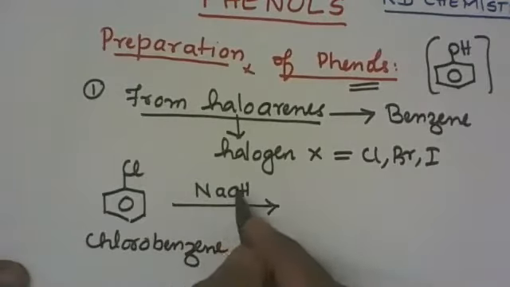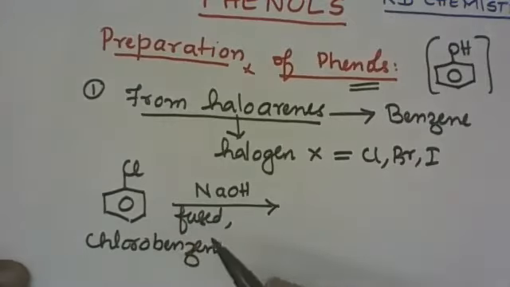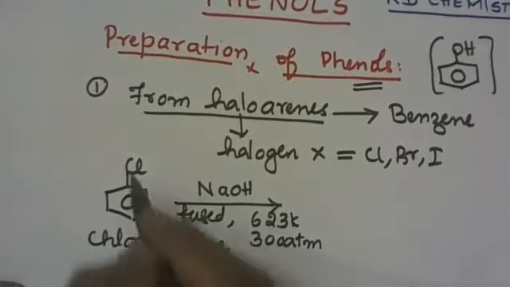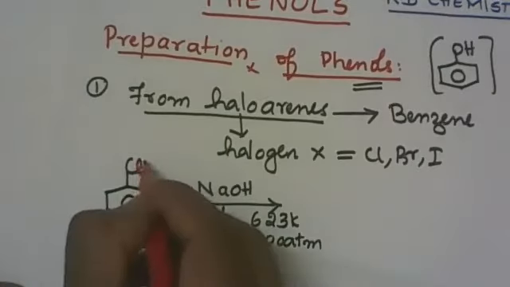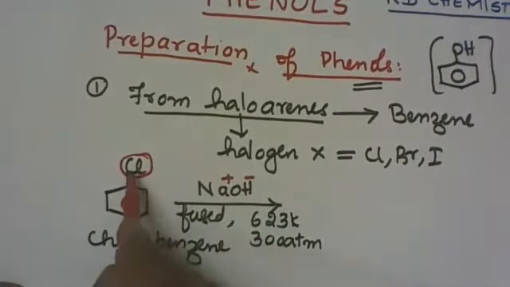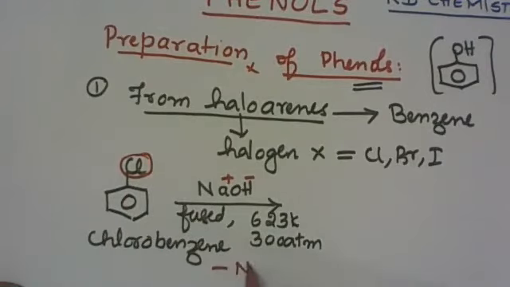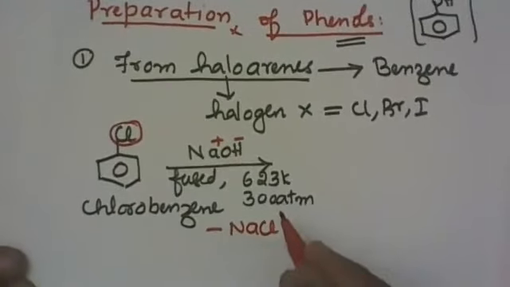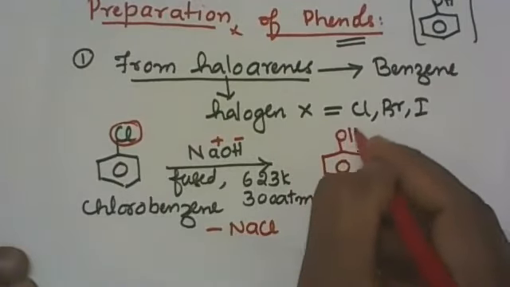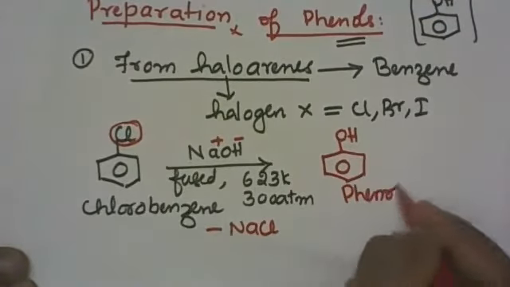Chlorobenzene and sodium hydroxide are fused, and we require a temperature of 623 Kelvin and around 300 atmospheric pressure. Now the Cl minus is replaced by OH minus, interchanging Cl and OH. The side product is sodium chloride, so I'll write below the arrow mark sodium chloride, NaCl. So we get the benzene ring now attached to the OH.